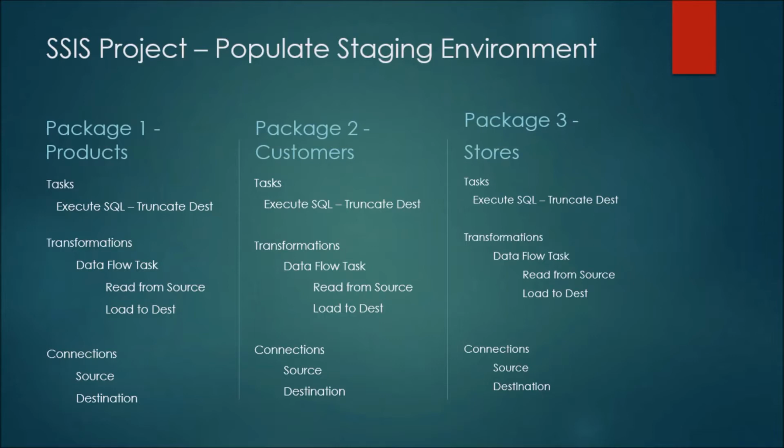As we can see in the slide here, the commonly used pattern for staging loads is the truncate and load pattern. In this case, we have three packages for three dimension tables: products, stores, and customers, each doing the same operation. We have a control flow task where we truncate the staging table, and then in the data flow task we read from the source and then populate the staging table. Such patterns can be effectively automated with BIML and BIML script with very minimal code.